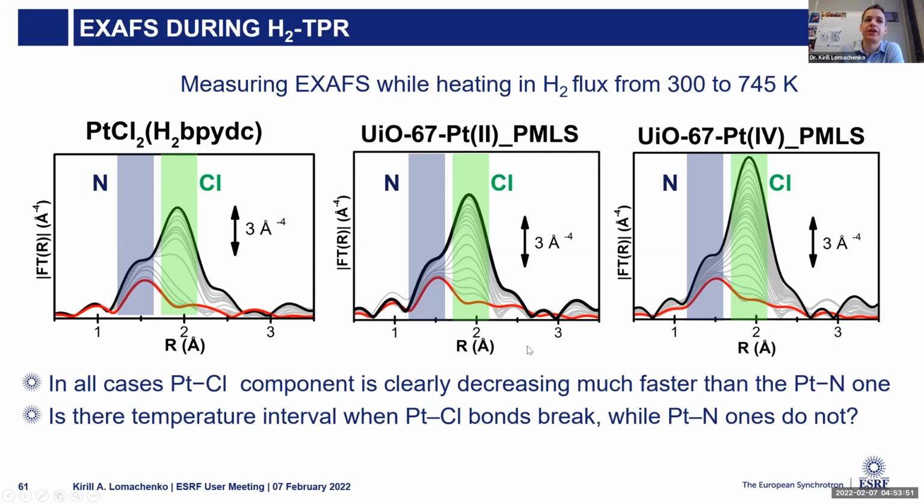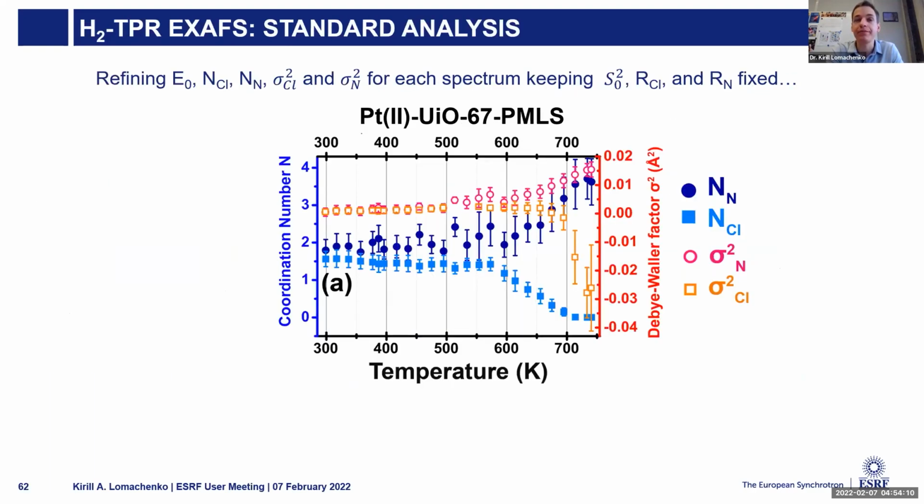So the question here is, is there an interval of temperature where we remove the chlorine from platinum, but do not remove platinum from the linker? So we break platinum-chlorine bonds, but we don't break platinum-nitrogen bonds. In order to answer the question, we can fit the whole sequence of the spectra measured during the temperature ramp.